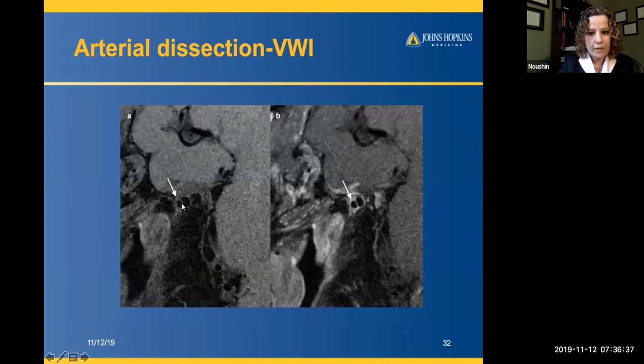This is a case of vessel wall imaging of a patient we had with chronic carotid dissection. This is a double lumen, false lumen and true lumen, and it shows enhancement after administration of intravenous contrast. So by suppressing blood, vessel wall imaging can also help with detection of dissection.